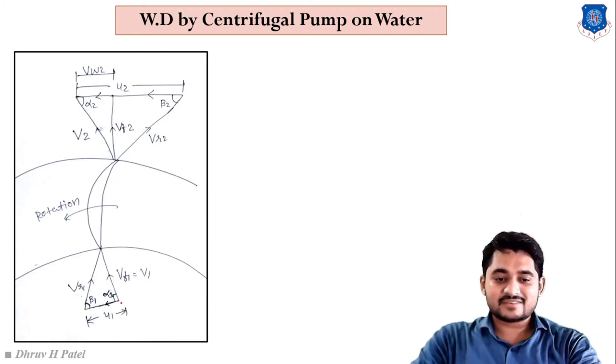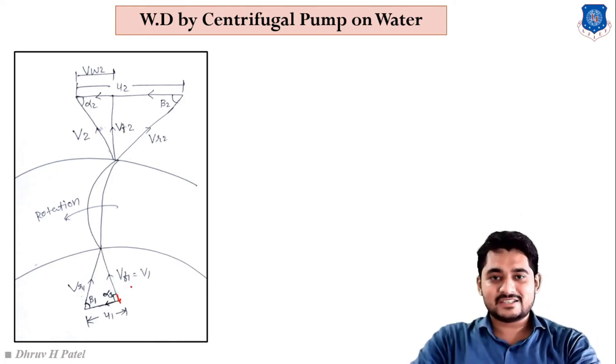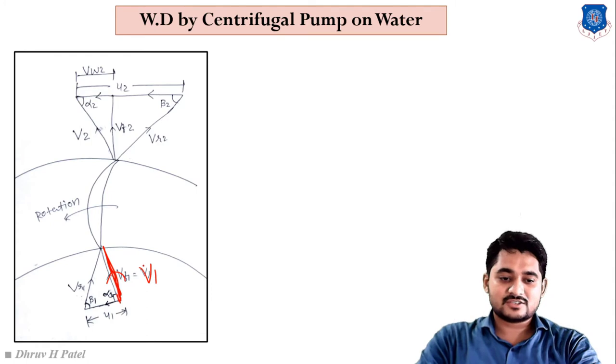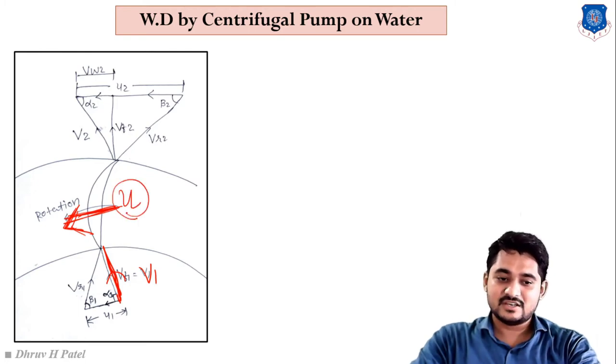So in the inlet velocity triangle, first of all, let us draw the V1 velocity here. Water will enter axially, so we have to draw this component first. So this is our V1 component. Now the velocity of the blade is in this left hand side direction, anti-clockwise. So this is the U velocity. Let us transfer this velocity into the inlet velocity triangle, so we will draw this as U1.